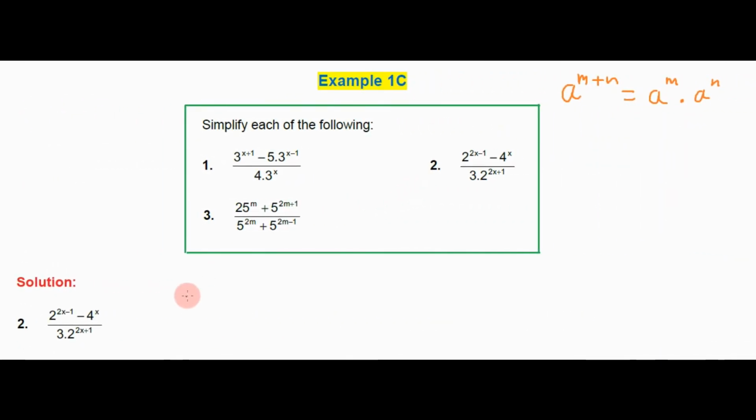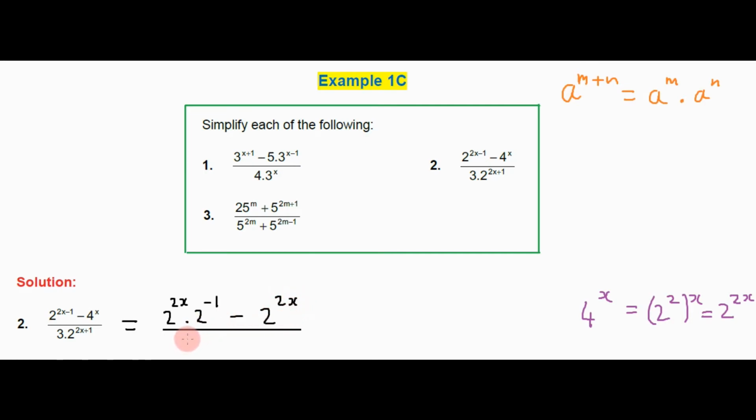Let's look at the second expression. Once again, we're going to use this law to split up terms. So 2 to the 2x minus 1, we're going to write as 2 to the 2x times 2 to the negative 1. We can use prime factors for 4. So 4 to the x is the same as 2 squared to the x, and this is the same as 2 to the 2x. So 4 to the x we can write as 2 to the 2x. And in the denominator we have 3 times. Once again, using this law, we can split up the 2 to the 2x plus 1 into 2 to the 2x times 2.